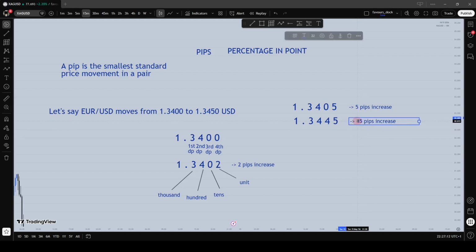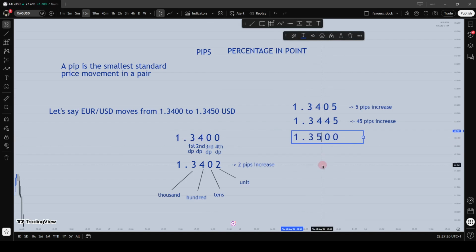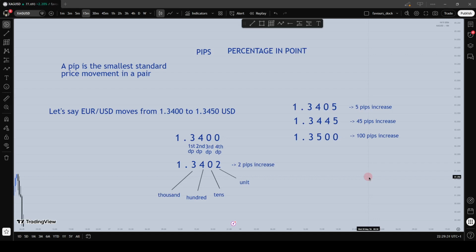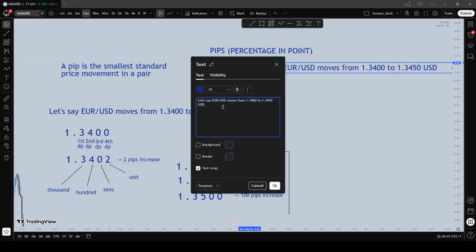So if price changes from 1.3400 now to 1.3500, how many pips change just happened? I don't want to overcomplicate it with pipettes, but let's just stick with pips. So for any pair that has 4 decimal places, this is how you're going to do it.